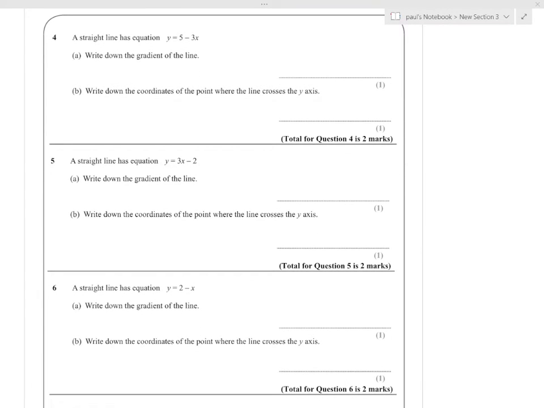Right, okay. They're getting tricky, aren't they? Tricky, tricky, tricky. Number 4. A straight line has an equation of that. Write down the gradient of the line. So the gradient of that line is minus 3.